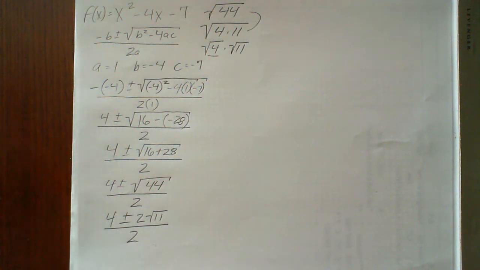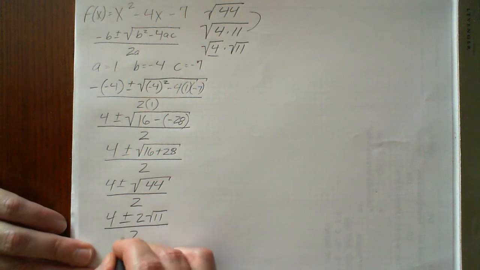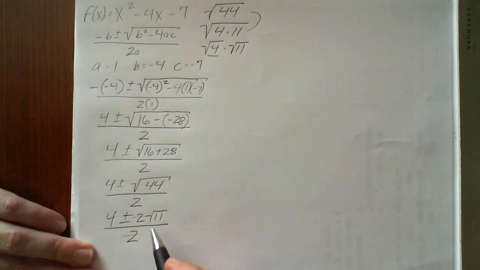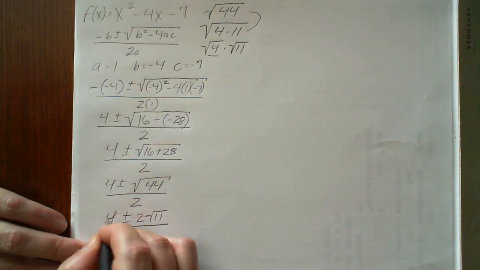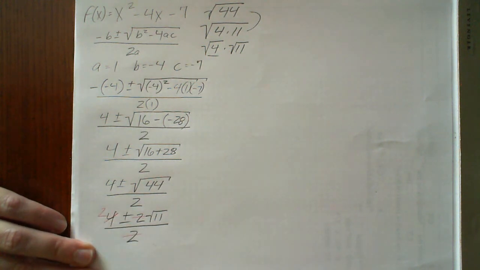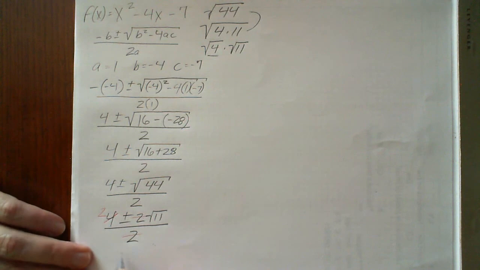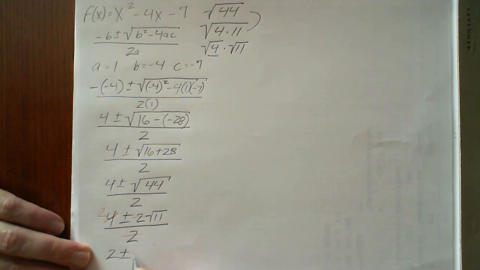Now, what's interesting here, we can simplify this even more. You'll notice that you have a 2 down here. This 2 is, of course, divisible by 2, so 2 divided by 2 is 1. And the 4 is also divisible by 2. 4 divided by 2 is 2. So you're just going to end up here with 2 plus or minus the square root of 11.